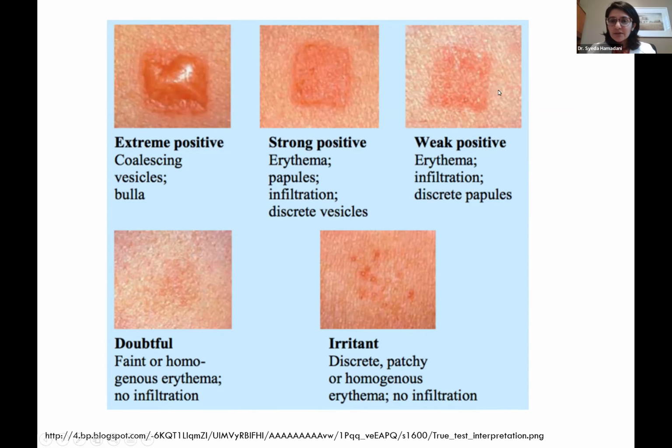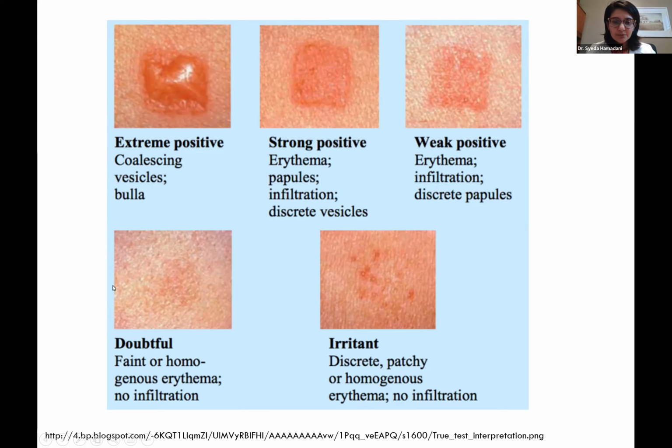If it's going to be positive, generally, if it's a weak positive, you'll see some redness. You may see a little bit of papules. Once it gets to be a strong positive, you see more erythema, you see more papules. You may even see, it's hard to see in the picture, tiny vesicles in there too. And if it's extremely positive, you're going to see a large bulla or vesicles coalescing together.